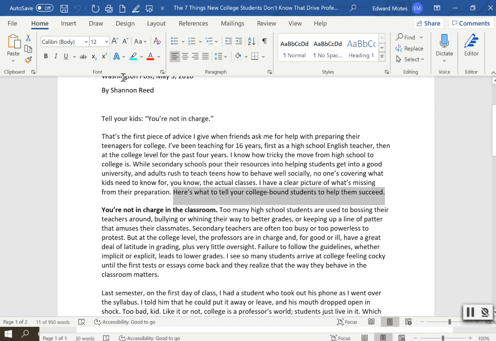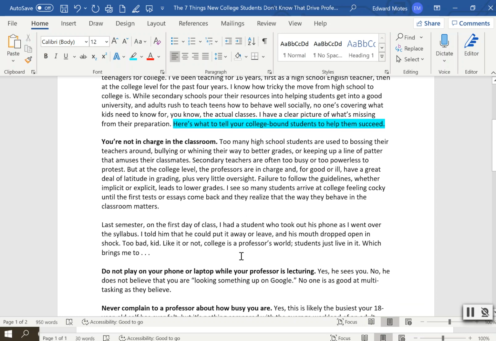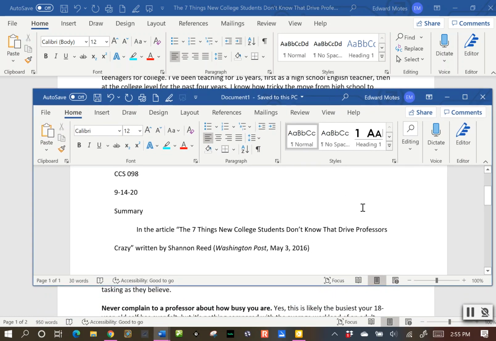All right, and then we have to decide what she was saying here. And she kind of gets to her main point at the end of the second paragraph. Here's what to tell your college-bound students to help them succeed. Okay, so that's the whole point of this, was to help them. Okay, so we need to put that into our own words. All right, so in this article written by blah, blah, blah, the author states that there are many things that college-bound students still don't know how to do once they reach college or reach the college classroom.